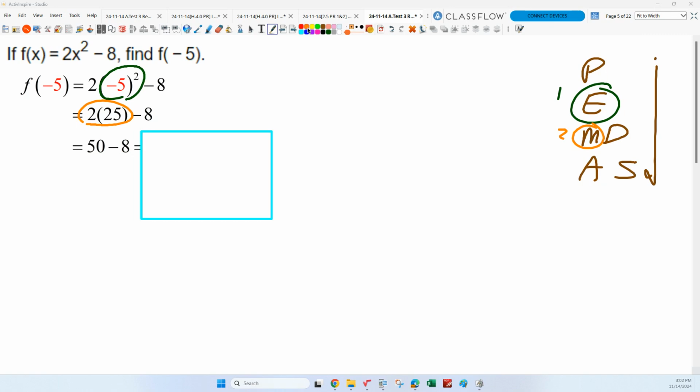Step 2 is multiplication. Step 3, finally, is our subtraction. And 50 minus 8 is 42. And we got it. Okay? If you're ever unsure about PEMDAS, write down the PEMDAS tree, right? And remember, the M and the D are on the same rows, same as the A and the S. Okay.